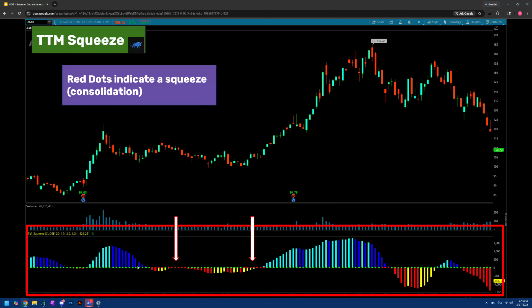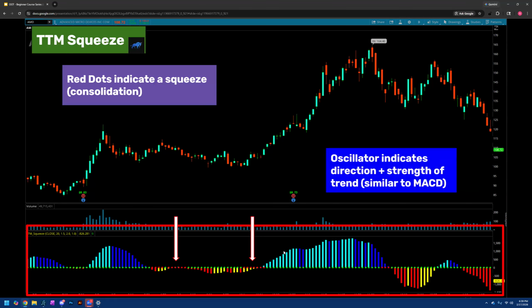Basically, there's kind of two things going on. You have this histogram and you have these colored dots. These red dots generally indicate a squeeze, and then the oscillator indicates the direction and strength of the trend, similar to the MACD, right? So you can think of that oscillator or histogram just like the MACD, right? If it's positive and those bars are increasing in size, that's good, that's bullish. If it's negative and those bars are increasing in size, that's going to be bad and bearish. And unless you're short, then that's good.